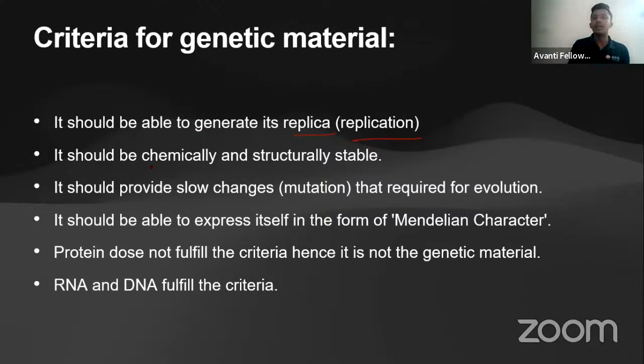Next one, it should be chemically and structurally stable. Very, very important character. Now, what is chemical stability? It should not be reactive. It should not change its form now and then, like our RNA. RNA is very, very dynamic, always changing. That's why RNA is a catalytic molecule more than a stable genetic material.